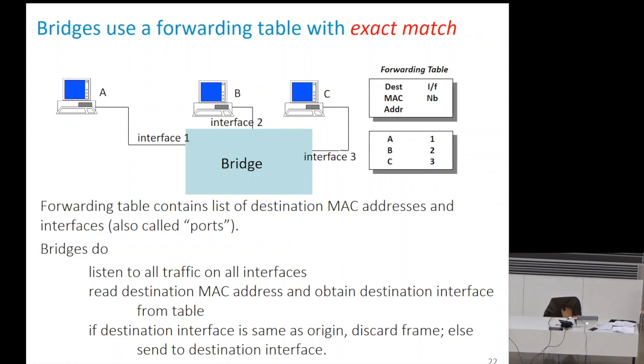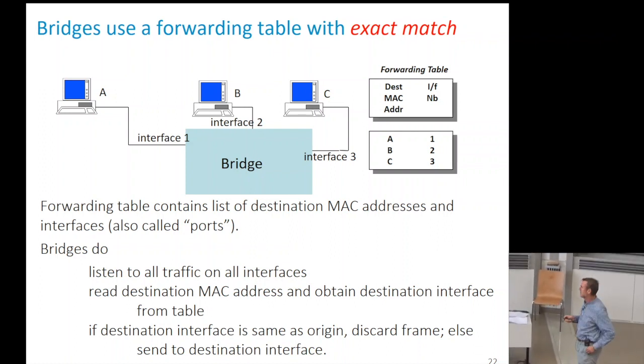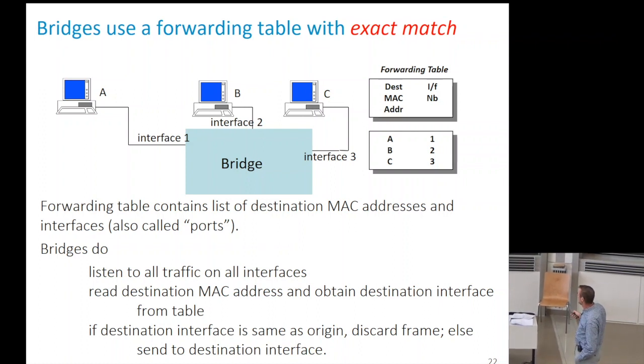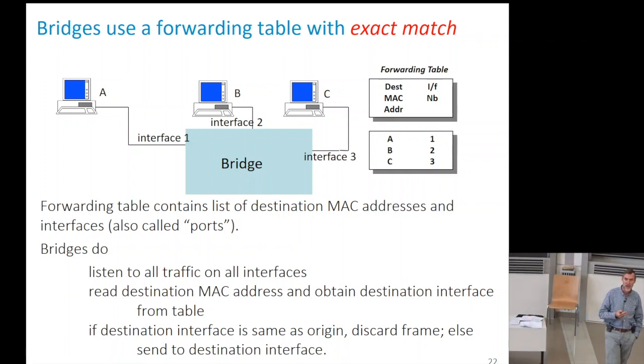How does a bridge work? Bridge is the correct architectural name for a MAC layer intermediate system, traditionally called a bridge. Well, as we said, the only thing it needs to have is a table that says for every destination address, what is the output port? Like a router, except now the MAC addresses are completely unstructured from the viewpoint of forwarding.